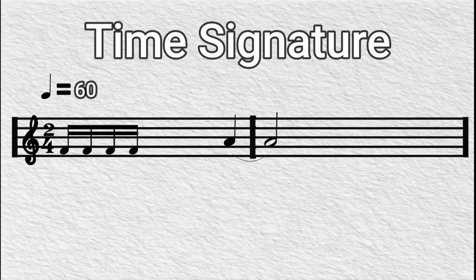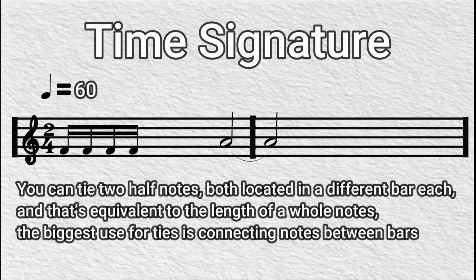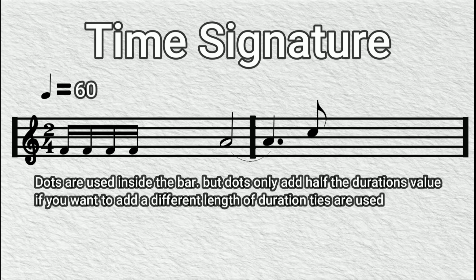And that's where the ties have the biggest role. You can tie 2 half notes, each located in a different bar, and that's the equivalent to the length of a whole note. The biggest use for ties is connecting notes between bars. If you want a note to sound longer inside the bar, dots would be used instead. But dots only add half its length.